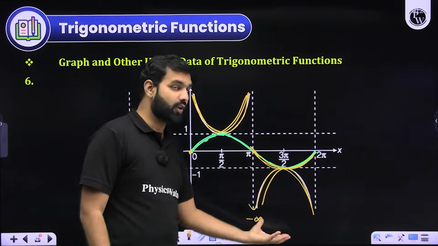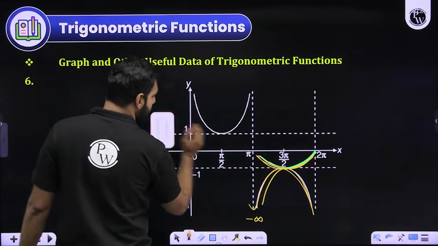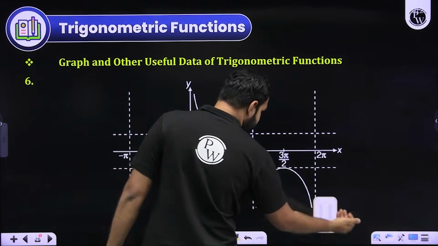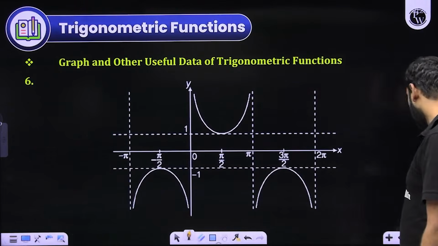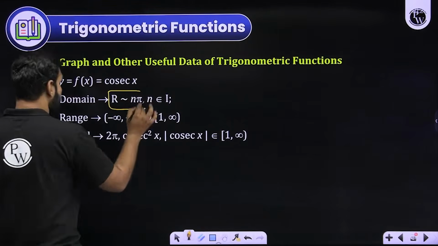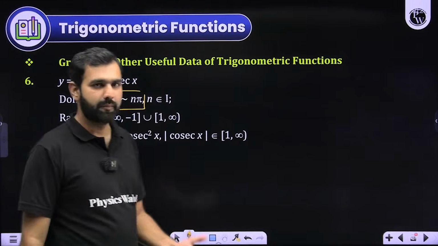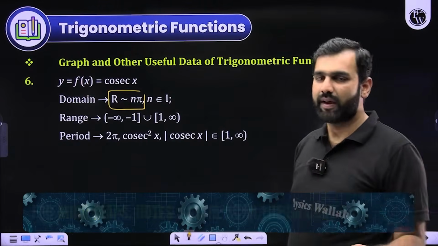So cosec x will be not defined. So I hope you are understanding how we can draw the graph of cosec x based on the graph of sin x. Yes, here also we can draw these conclusions. If I talk about its domain first of all, it will be R minus n pi. All the multiples of pi should be excluded because there sin x becomes 0.